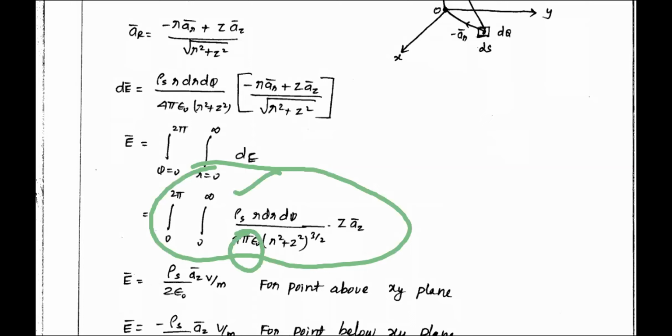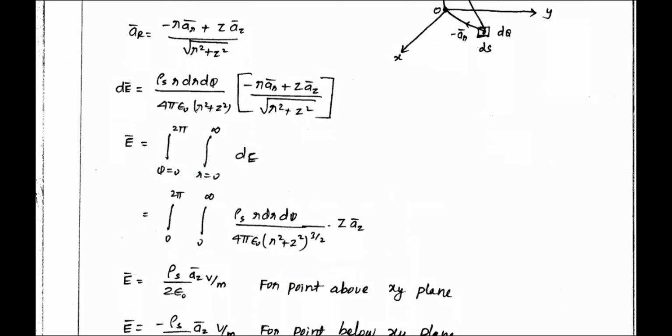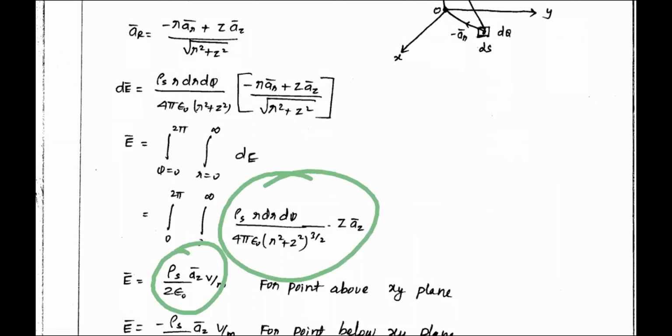Your integration is with respect to r and d phi, and z also you can take outside. It is independent of z. Sorry, I think you cannot take z outside because z is already here. Then you make some substitution like z equal to some tan theta. Finally, you will come up with the answer, but your answer has to be rho s by 2 epsilon. Please work it out.